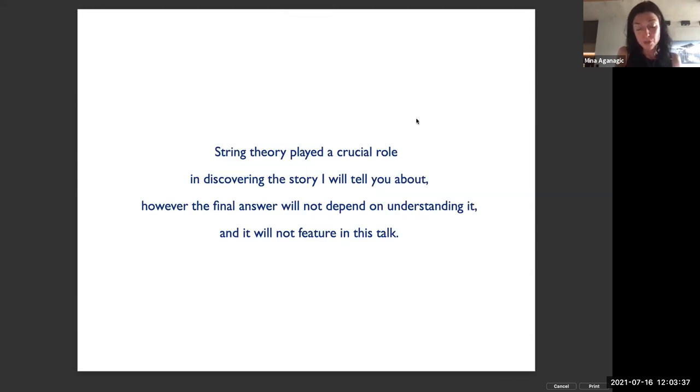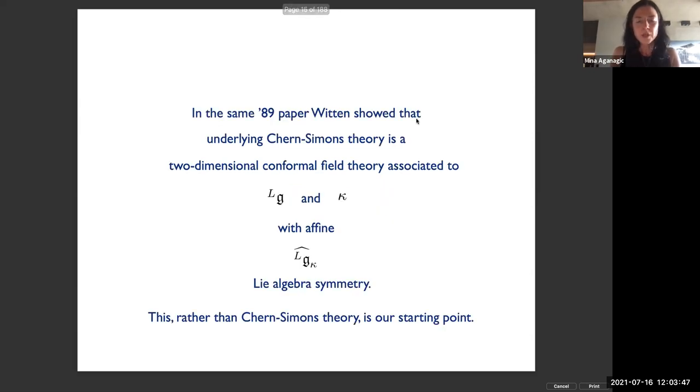String theory played a crucial role in discovering the story I'll tell you about. However, the final answer does not depend on understanding it, and it will not feature in this talk. So in the same 89 paper, Witten showed that underlying Chern-Simons theory is a two-dimensional conformal field theory associated to G and kappa with affine Lie algebra symmetry. This will be our starting point.